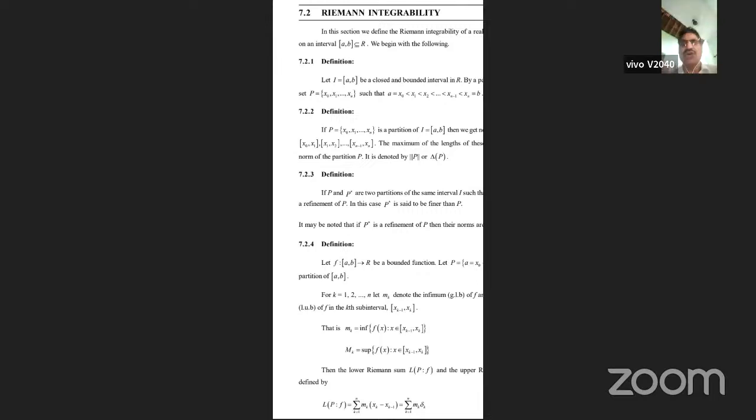From the examination point of view, one important point is the number of subintervals. For all the subintervals, every subinterval must have a length.